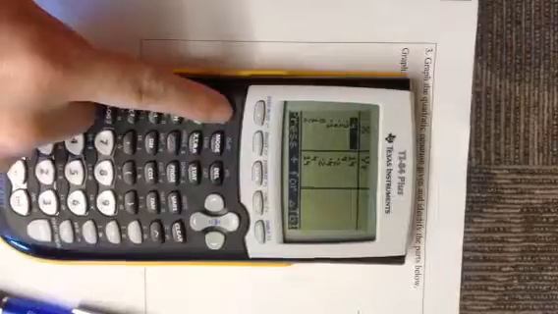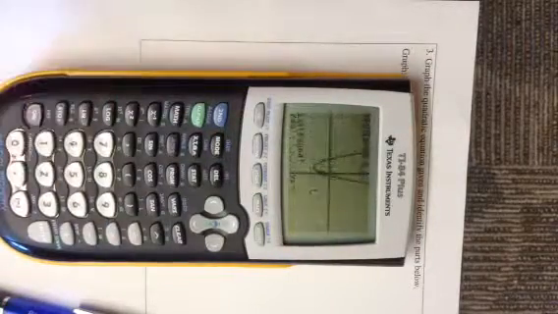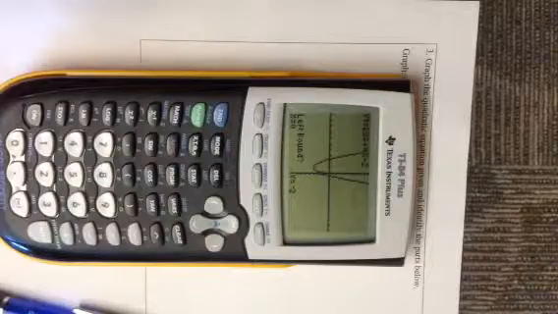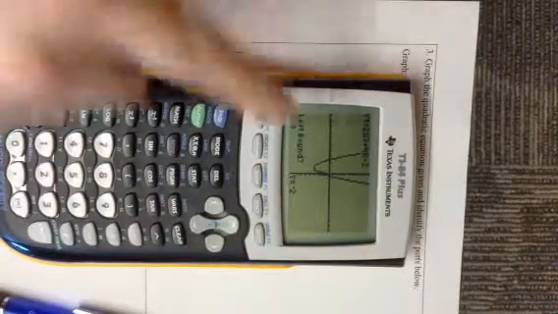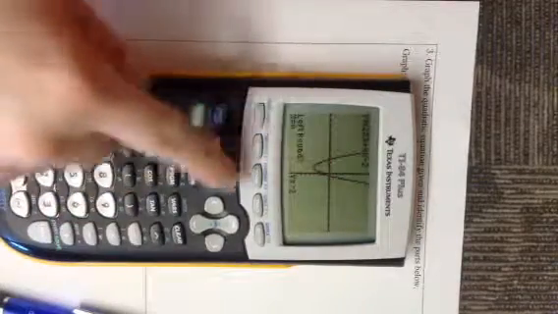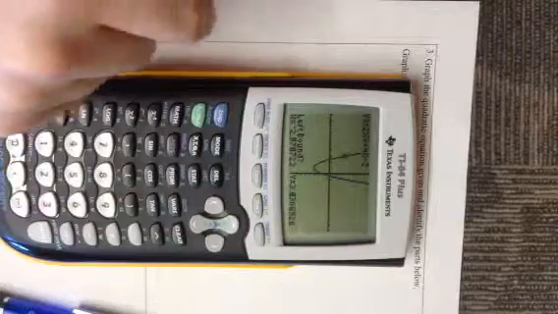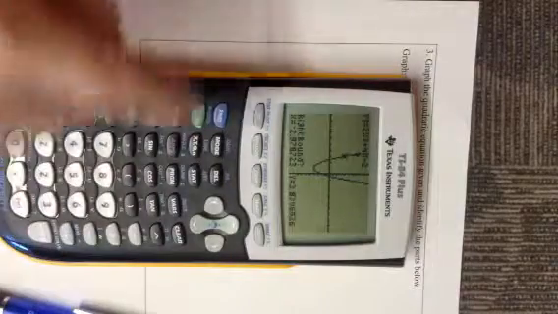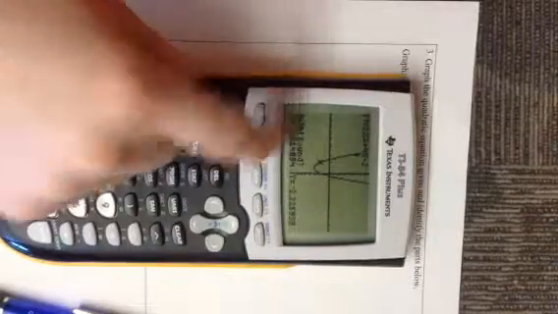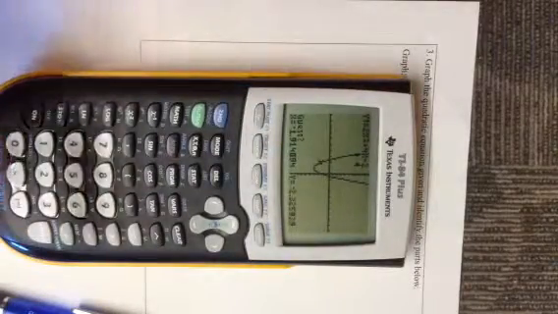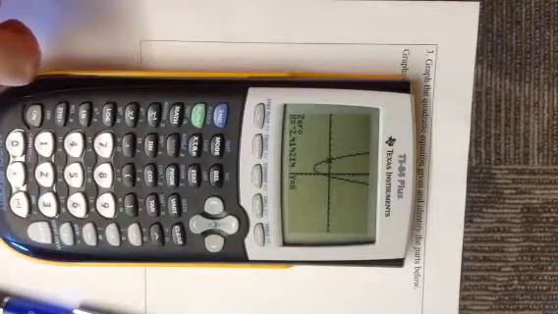We just need to push second, trace, push 2 for 0, and it says left bound. It wants you to move to the left side of the x-intercept. So if I'm looking for this one, I need to go all the way over and even above it to be on the left side. I push enter. I go down below it to be on the right side now. Push enter. And push enter one more time, and it will tell me my 0 or my x-intercept.